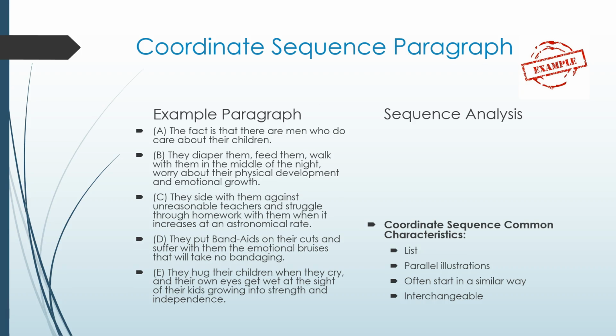In order to illustrate how this works, let's read through a sample paragraph, label it using sentence sequencing, and then review the common characteristics. The paragraph reads, "The fact is, there are men who do care about their children. They diaper them, feed them, walk with them in the middle of the night, worry about their physical development and emotional growth. They side with them against unreasonable teachers and struggle through homework with them when it increases at an astronomical rate. They put band-aids on their cuts and suffer with them the emotional bruises that will take no bandaging. They hug their children when they cry and their own eyes get wet at the sight of their kids growing into strength and independence."